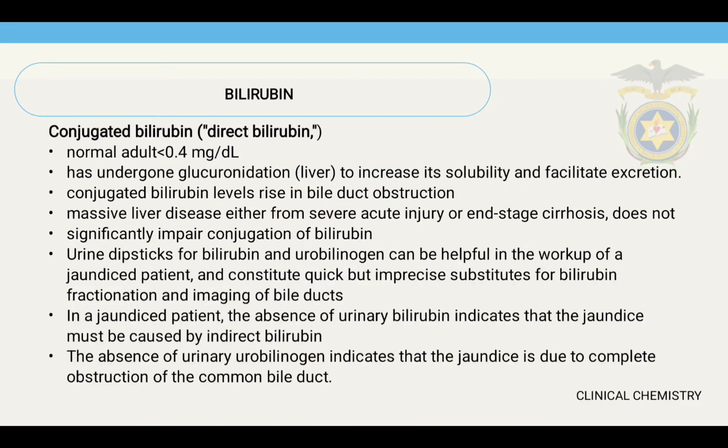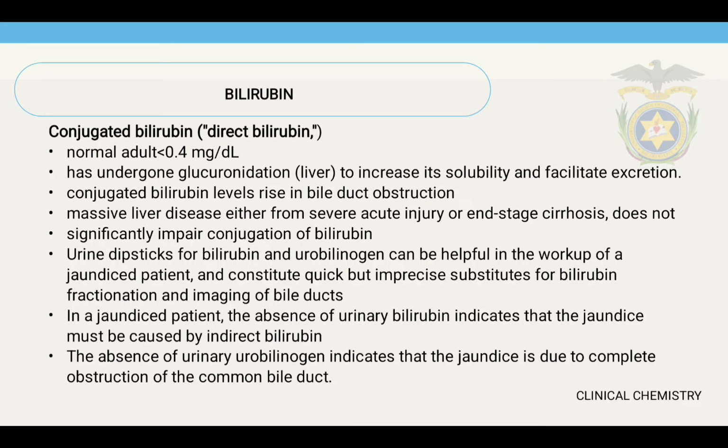And lastly, your conjugated bilirubin, or direct bilirubin, or bilirubin B2, has a normal value of less than 0.4 mg per dL. It has undergone glucuronidation in the liver to increase its solubility and facilitate its excretion. Conjugated bilirubin levels rise in bile duct obstruction. Massive liver disease, either from severe acute injury or end-stage cirrhosis, does not significantly impair conjugation of bilirubin.